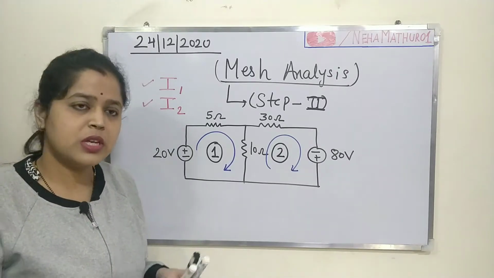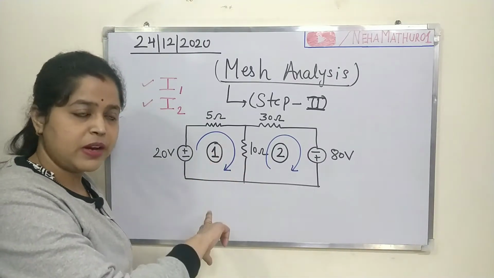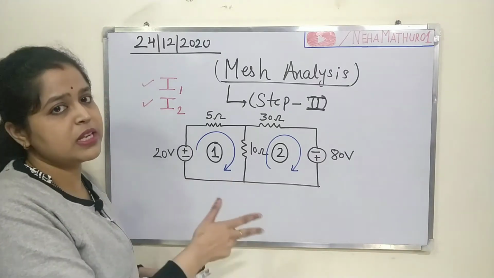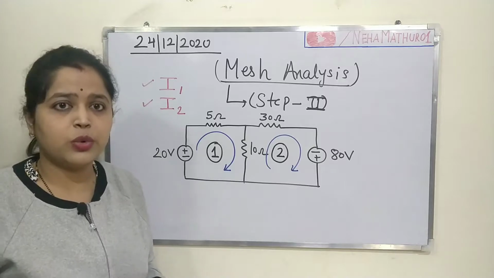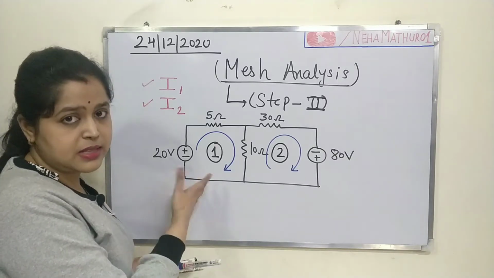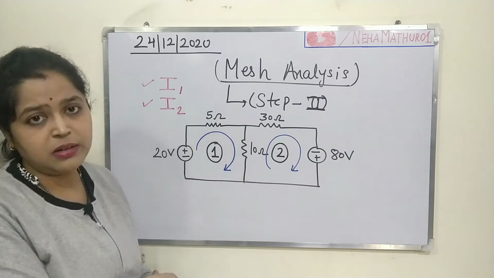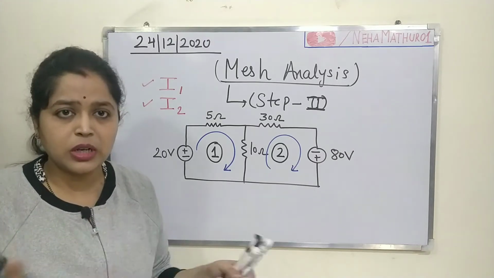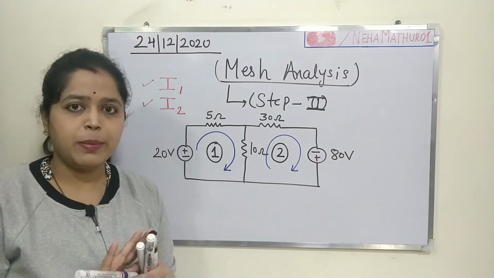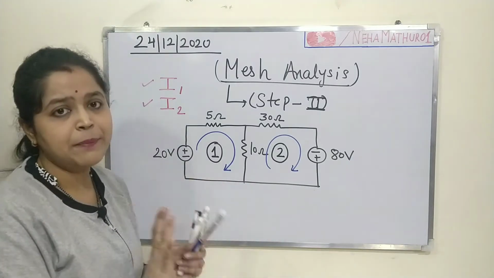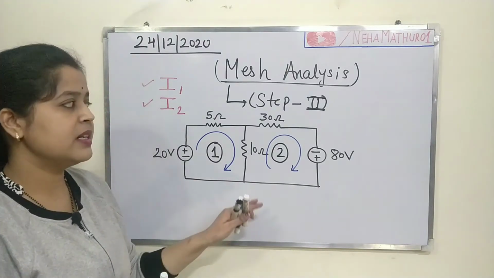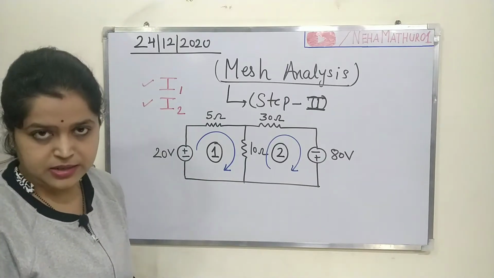If you want to choose the same direction, you can go clockwise in both the meshes or anti-clockwise in both the meshes. But if you want to make it in opposite direction, you can take one mesh as anti-clockwise and another as clockwise. So it is totally your choice. There is no particular logic, no particular standard rule related to the direction of the current. This is the second step related to mesh analysis.